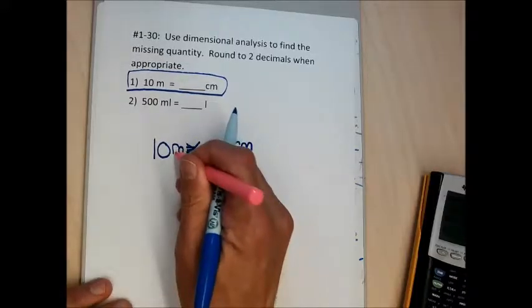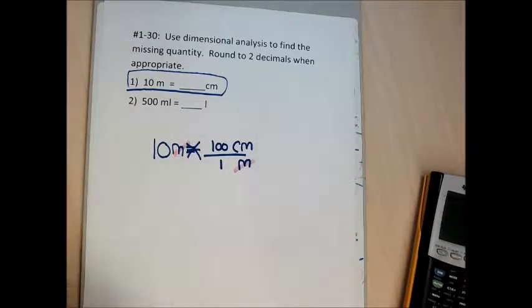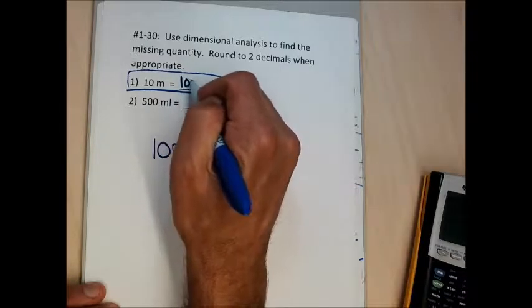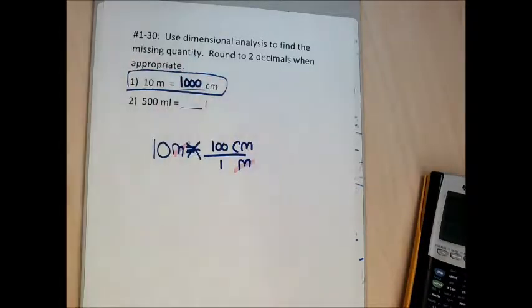The meters are going to cancel, and I'm simply going to multiply 10 times 100 and get 1,000. The answer to problem 1 should be 1,000 centimeters. Hopefully I have the answers around so I can flash them up to make sure I haven't messed up.